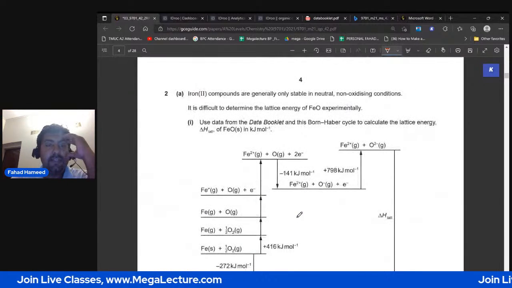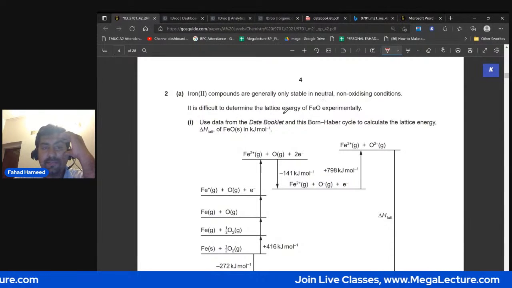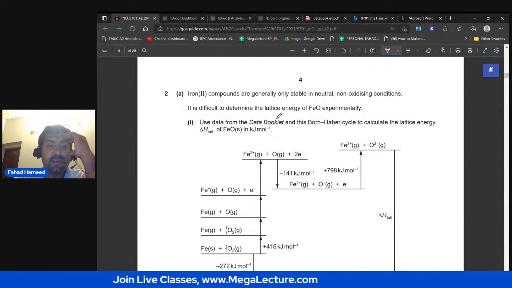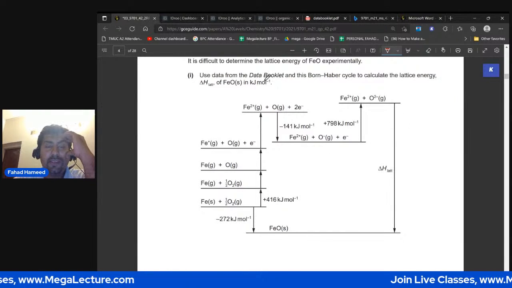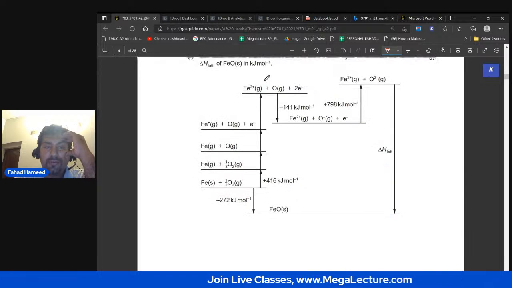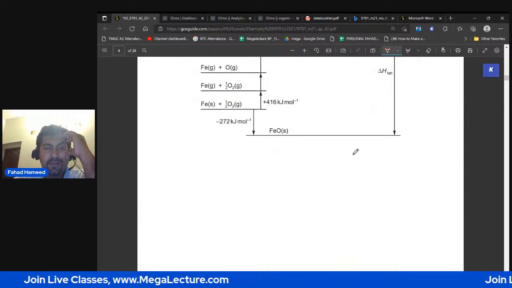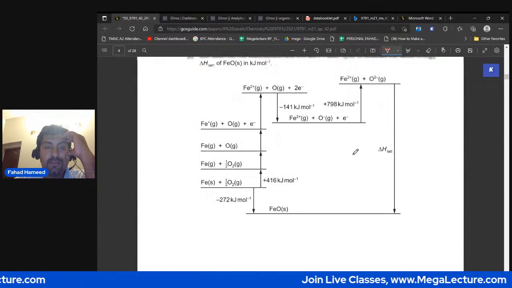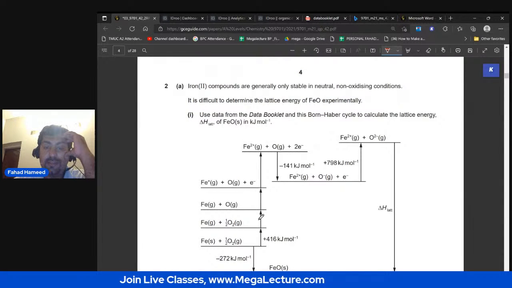Now coming back to the question. Here's another question. It's difficult to determine the lattice energy of FeO experimentally. So use the data from the data booklet in this Born-Haber cycle to calculate the lattice energy of FeO in kilojoules per mole. So it's a big question, but the question is pretty simple. They've done everything for you. Some of the values are stated, others are not.